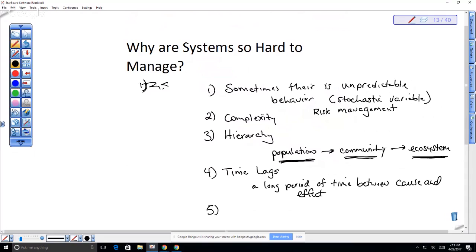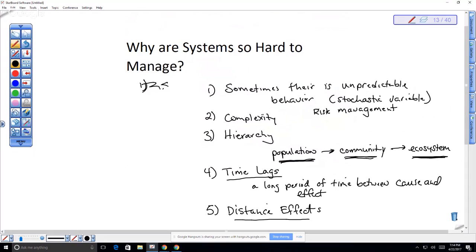The fifth thing would be distance effects. And this is the idea that something that happens far away can actually influence your system. So we talked about how phosphorus can actually flow in the air from Africa to South America and influence plant growth in the Amazon, right? So this is the idea, that things from far away can actually have an effect on a system that we don't even realize. And some of the interesting ones that are popping up today are pollution.